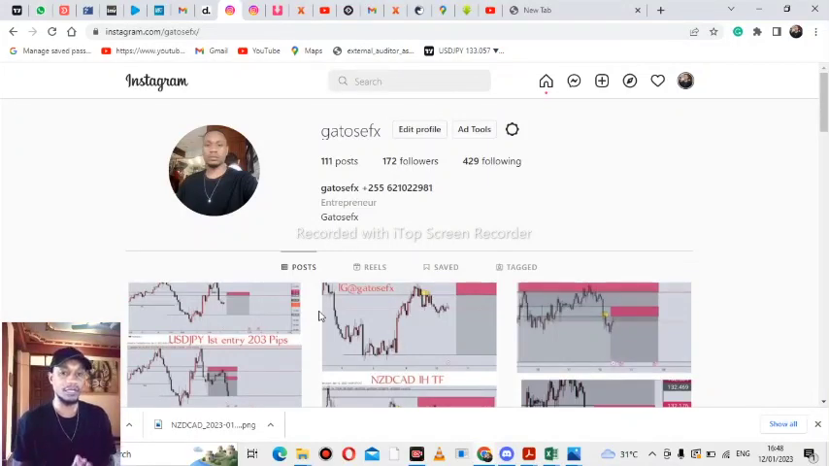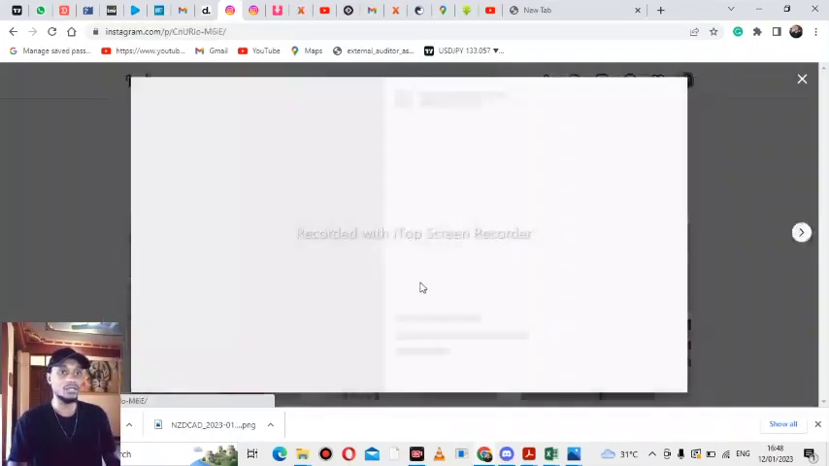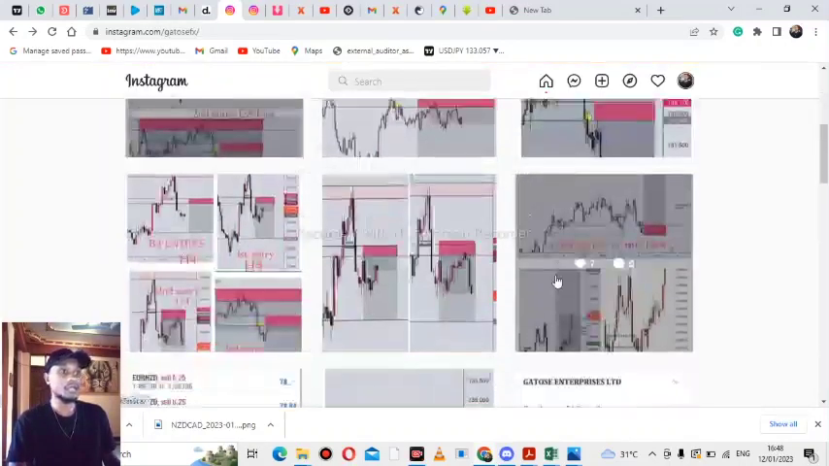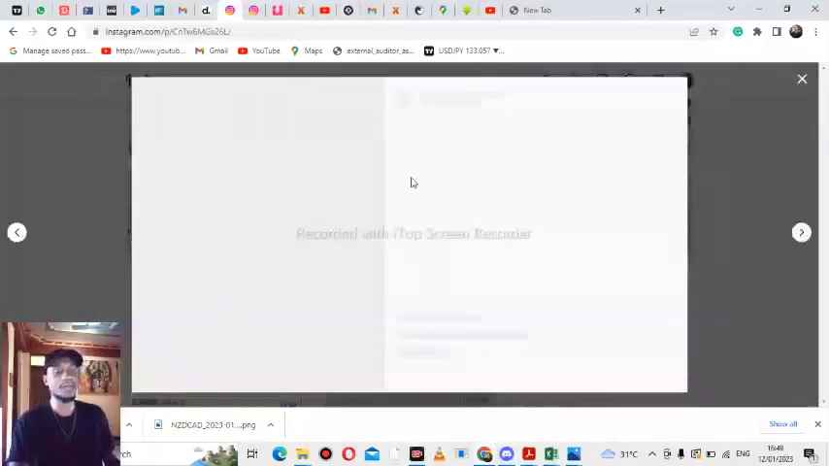We are going to backtest how we took the trade, and today we are going to look at USDJPY. It was a trade which I've just closed a few minutes ago, where I took almost three entries, whereby the first entry ended up with 203 pips, and the second one with 128 pips.